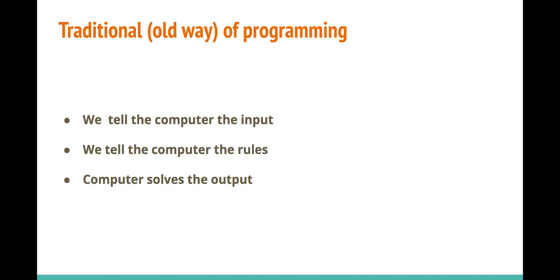I'm sorry. So, for example, the input is 4, 7, and 8. The rule is multiplication. So we program the computer to multiply these, and then the multiplication product is the output, and the computer solves it. So that is the traditional way of programming.